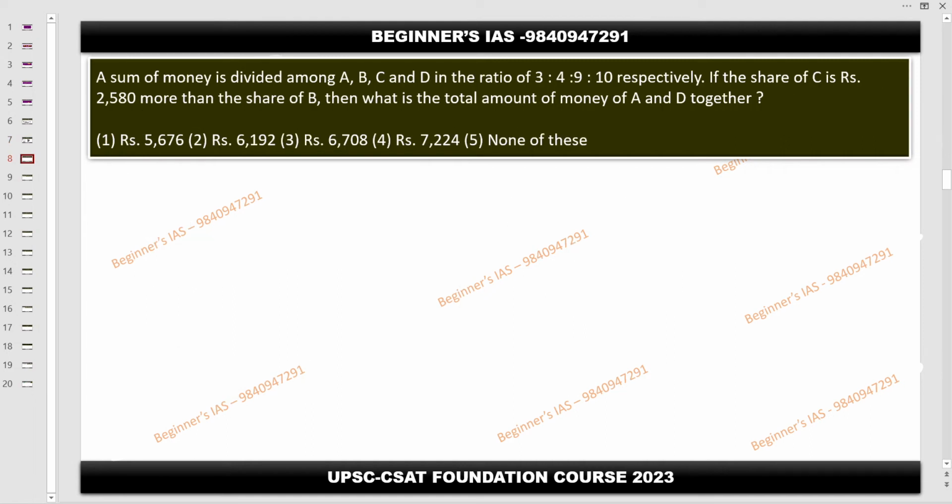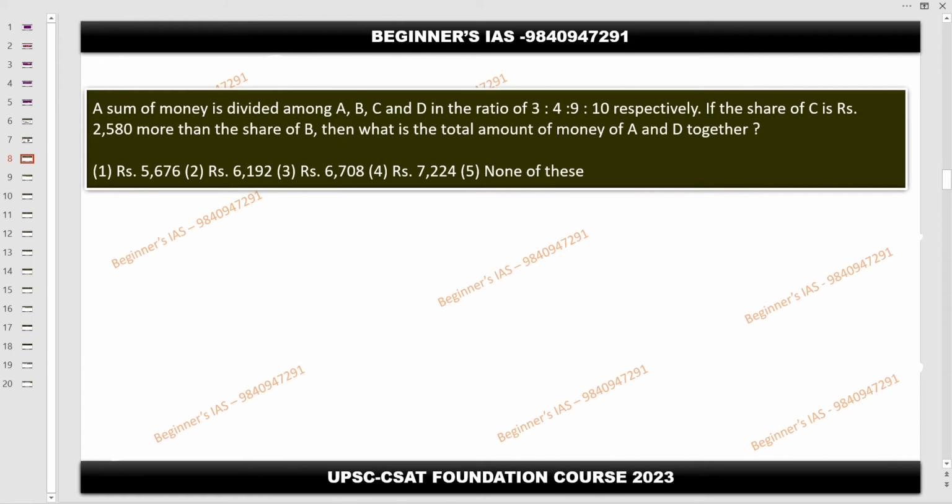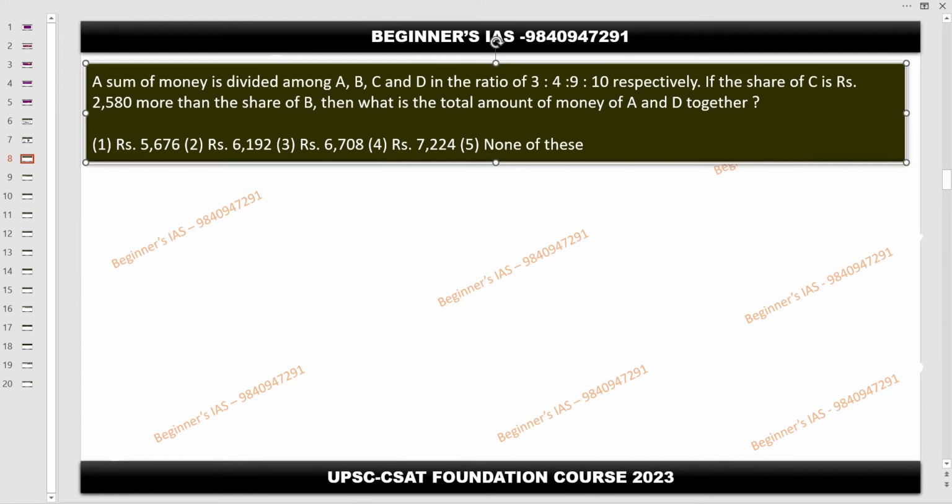So next question. The sum of money is divided among A, B, C and D in the ratio 3:4:9:10 respectively. If the share of C is 2580 more than the share of B, then what is the total amount of money of A and D together? So you need to calculate with respect to A and D. Make note of it.